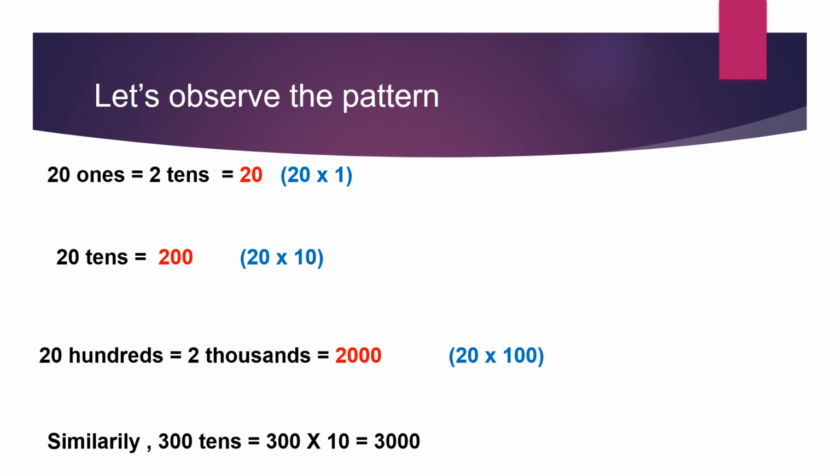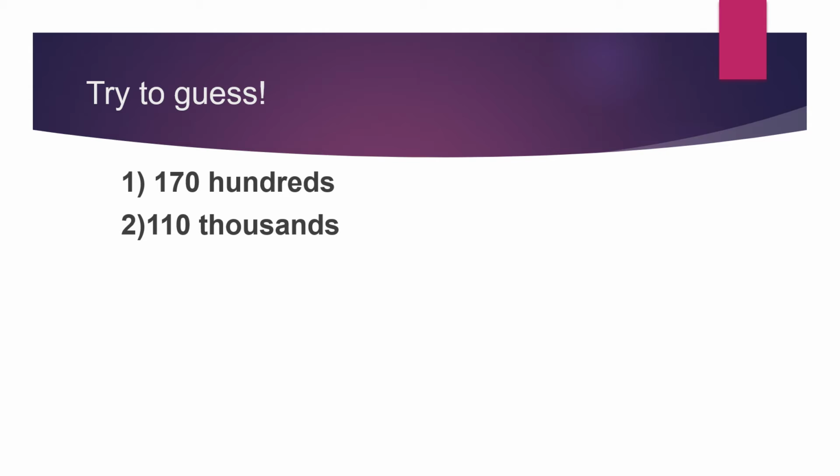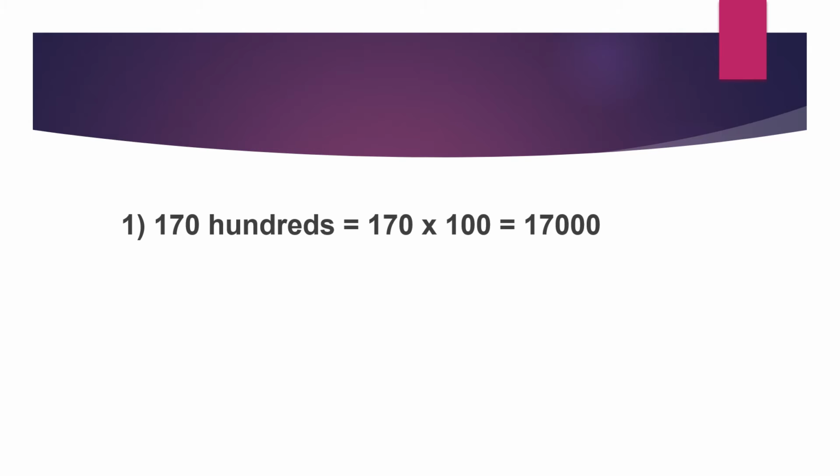Children, similarly, when we have to find out the value of some numbers like 300 tens, we have to simply take 300 times 10, and we get its value equal to 3000. Now, based on our learnings, let us find out the value of the following. Let us now find out the value of 170 hundreds. Now, 170 hundreds will be the same as 170 into 100, so its value will be 17,000.